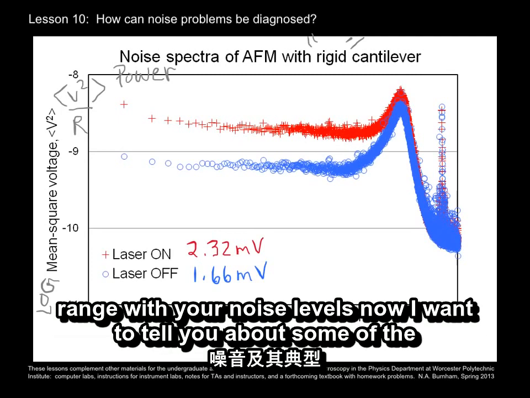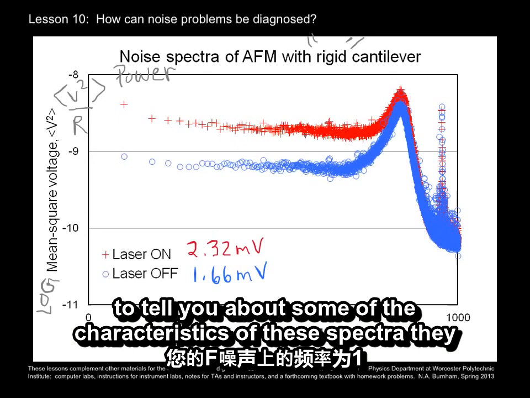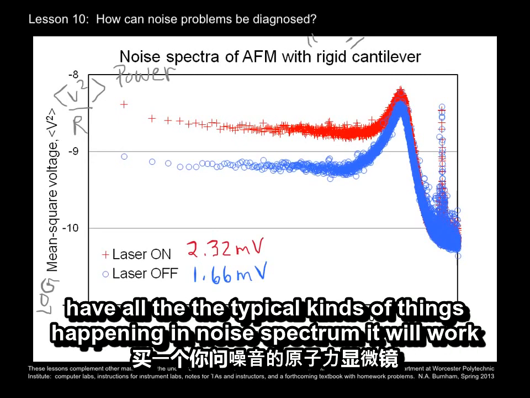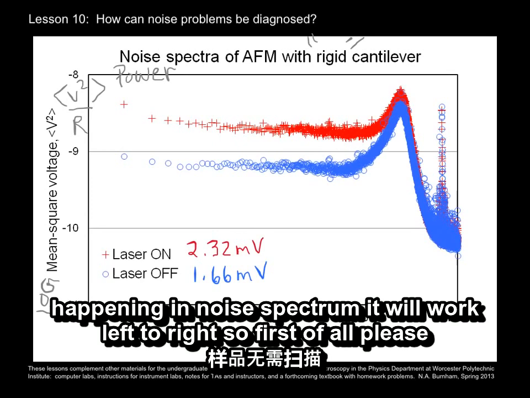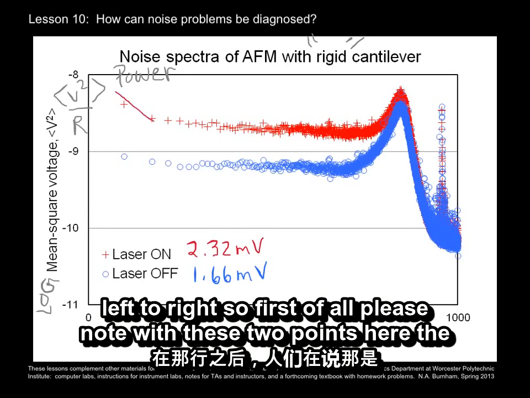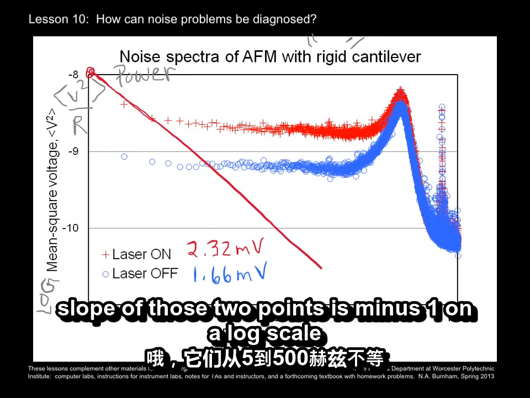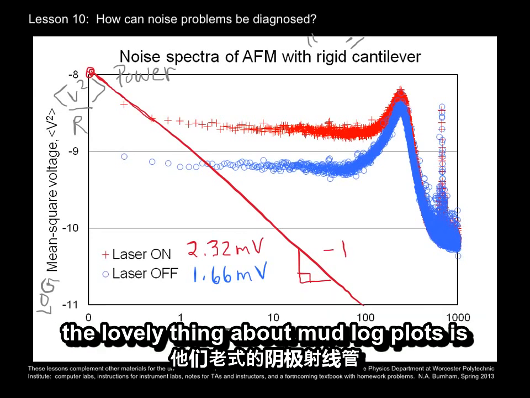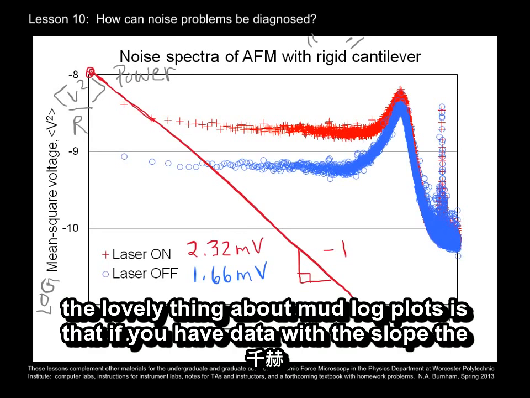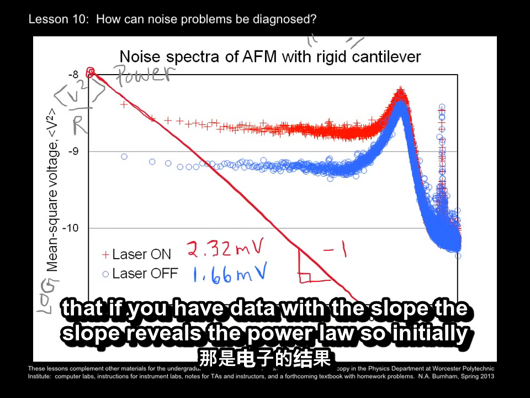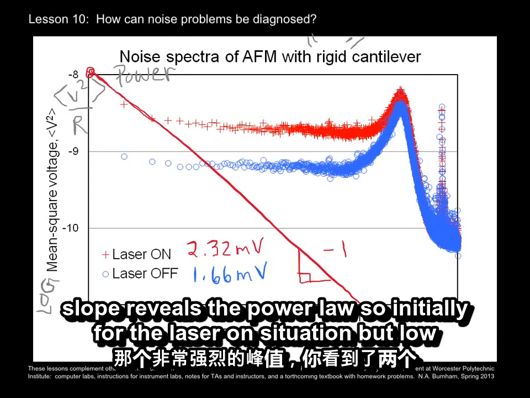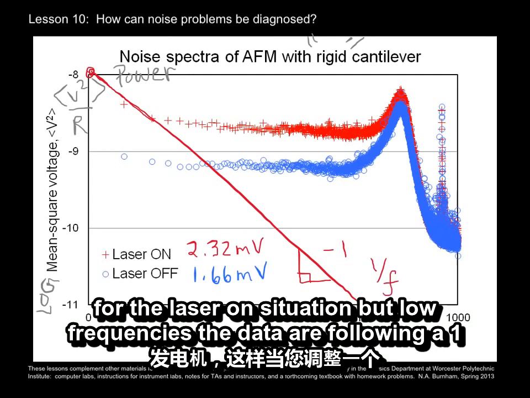Now I want to tell you about some of the characteristics of these spectra. They have all the typical kinds of things happening in noise spectra, and we'll work left to right. First of all, please note these two points here. The slope of those two points is minus one on a log scale. The lovely thing about log-log plots is that with data like this, the slope reveals the power law. So initially, for the laser-on situation, at low frequencies, the data follow a 1 over F dependence.